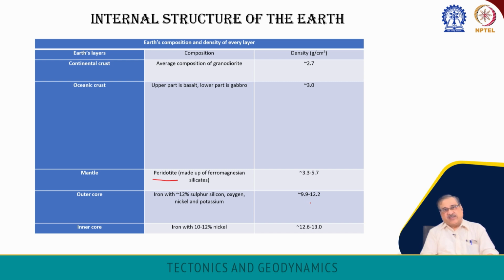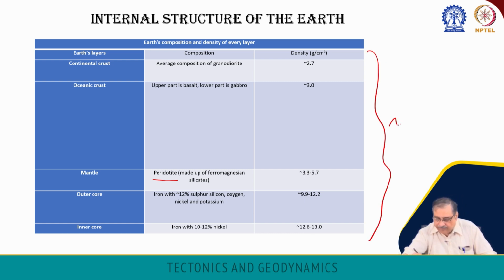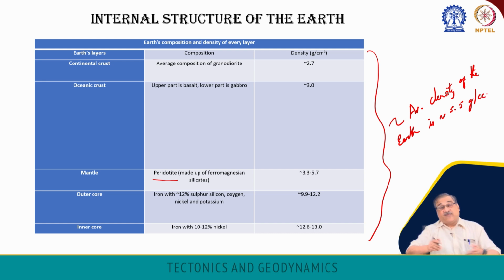We have fewer constraints on the inner core, but nevertheless, we know that its density must be roughly between 12.6 to 13 grams per cc. On an average, what this means is that if you take all of this together, the average density of the Earth is 5.5 grams per cc, right? And in fact, it's actually the densest planet.